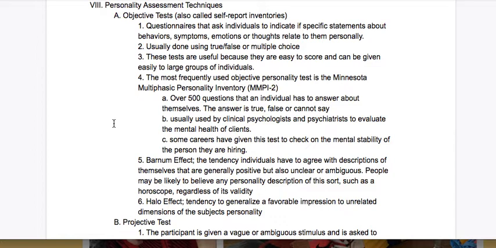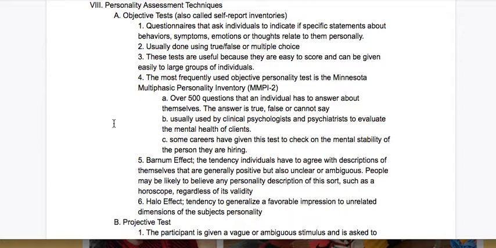And the most frequently used objective personality test is called the Minnesota Multiphasic Personality Inventory, or the MMPI-2. 2 meaning it's the second version of this. There are over 500 questions that an individual has to answer about themselves. The answer is true, false, or cannot say.